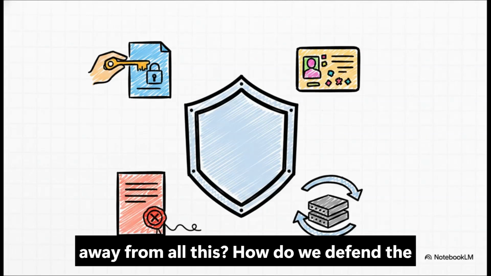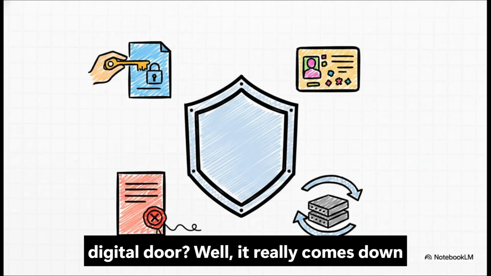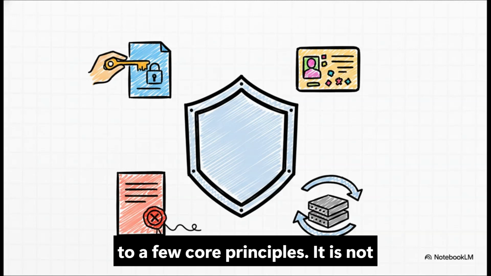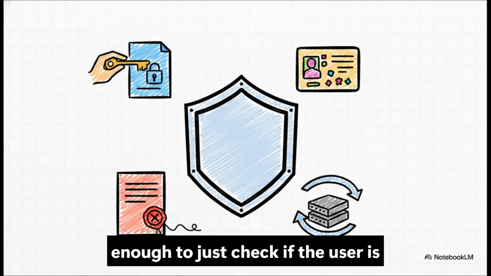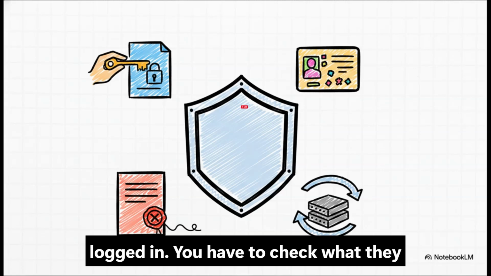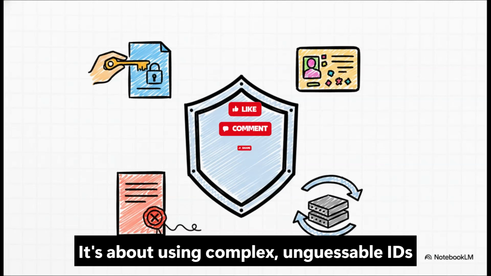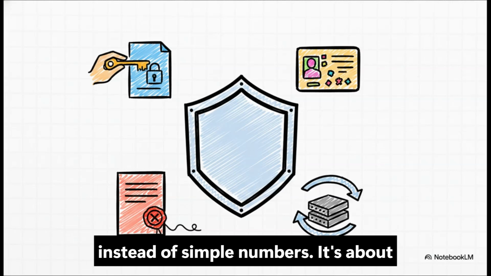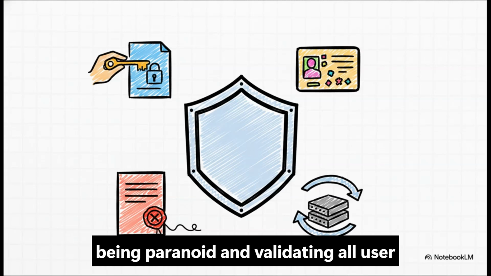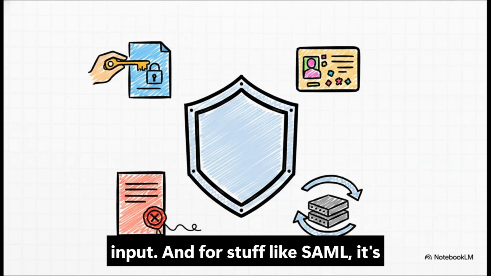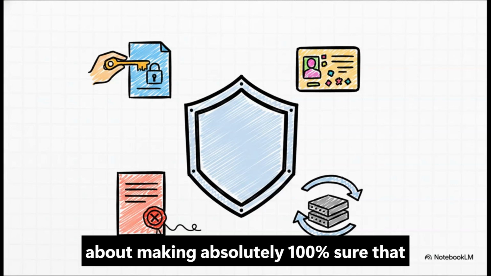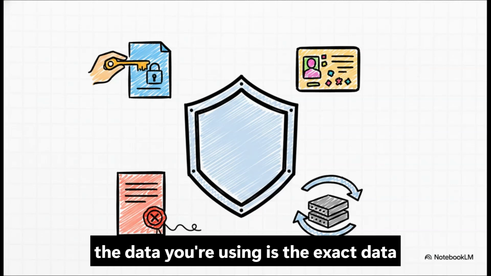So what's the takeaway from all this? How do we defend the digital door? Well, it really comes down to a few core principles. It is not enough to just check if a user is logged in. You have to check what they are authorized to do every single time. It's about using complex, unguessable IDs instead of simple numbers. It's about being paranoid and validating all user input. And for stuff like SAML, it's about making absolutely 100% sure that the data you're using is the exact data that was signed.